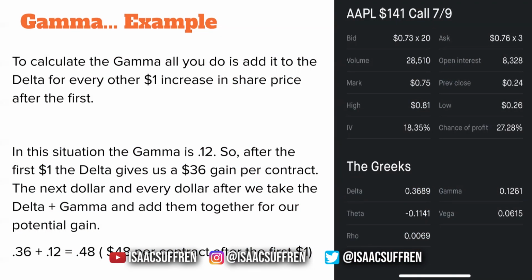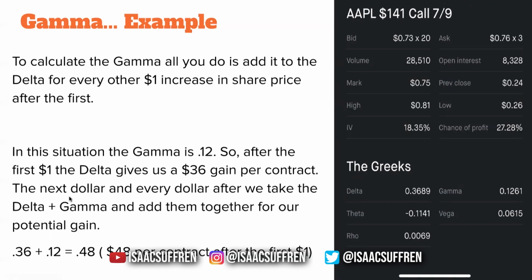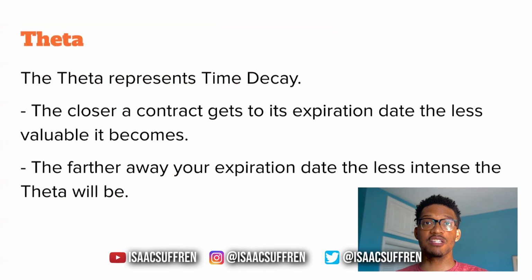So to calculate the gamma, all you do is add it to the delta for every other $1 increase in the share price after the first. I know that sounded confusing, but we're going to break it down, I promise. In this situation, to the right, the gamma is 0.12. After the first $1, the delta gives us a $36 gain, right? We went over that on the previous slide. This is the same contract. We got the $36 gain after the first $1. The next $1 and every other $1 after, we take the delta plus the gamma, add them together for our potential gain.